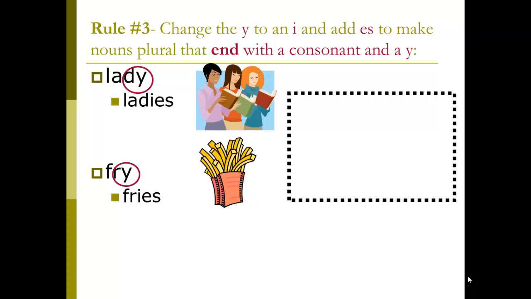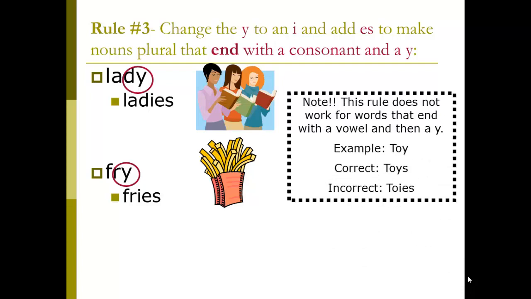Rule number 3, and this is my favorite rule, change the Y to an I and add ES to make nouns plural that end with a consonant and a Y. For example, the noun lady ends with a consonant and a Y. The letter D is a consonant plus Y. So we change the Y to an I and add ES to form ladies. Fry ends with RY, a consonant and Y. So we change that Y to an I and add ES.